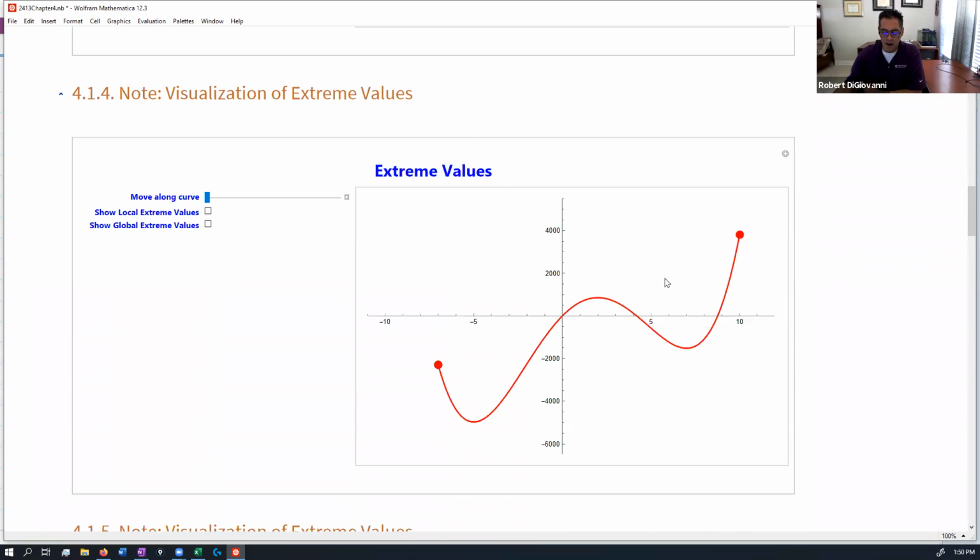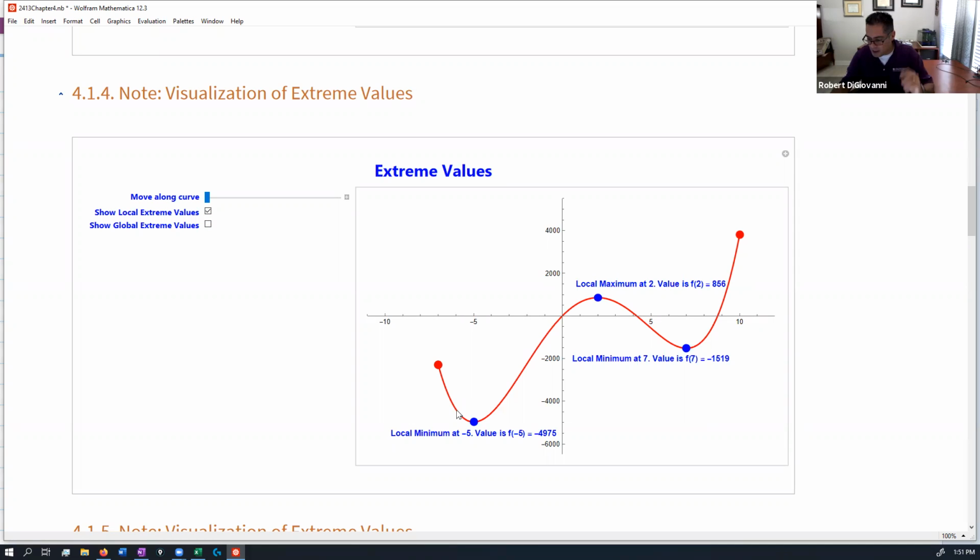Sorry, this side's higher. Okay, so for this one here, think about how many, don't answer this. How many local minimums are there? How many local maximums are there? And then what's the global max and global min, right? So try and see if you can figure that out. And then I'm going to put them up here. Let's start with the locals, right?